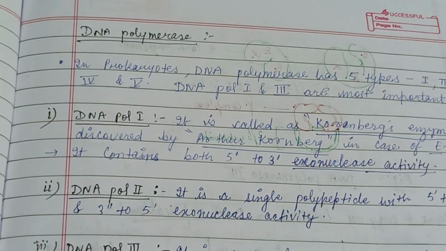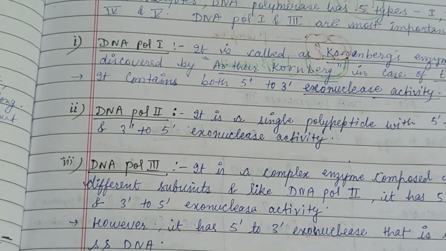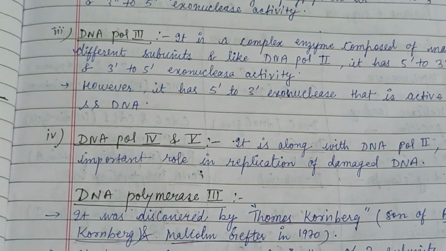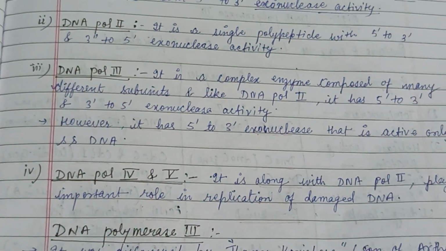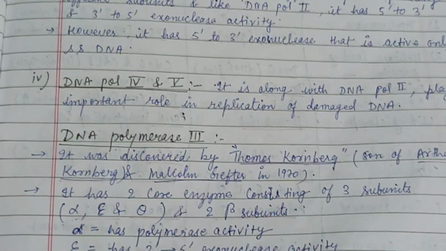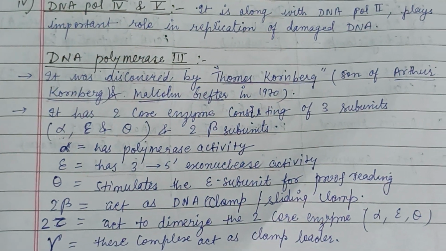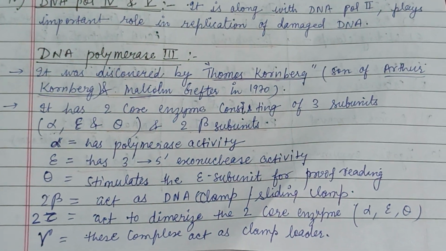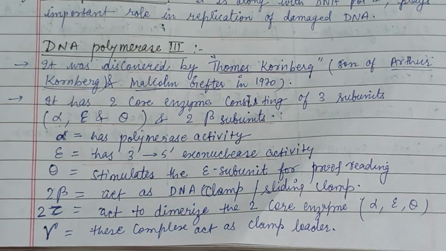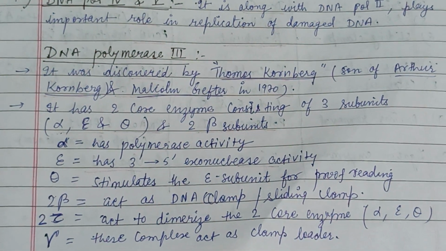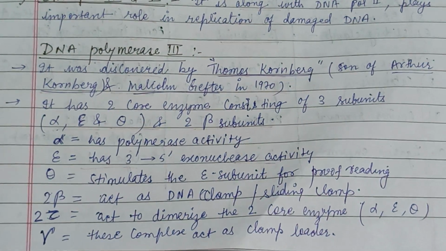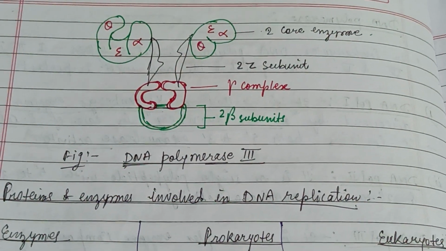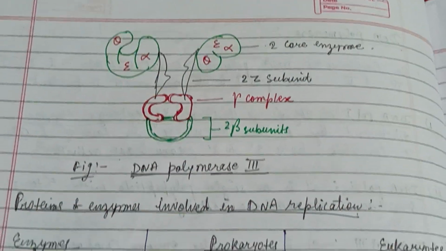The second factor is DNA polymerase, which is subcategorized into DNA polymerase 1, 2, 3, 4 and 5. DNA polymerase 3 is very important for the replication process. DNA polymerase 3 was discovered by Thomas Kornberg, son of Arthur Kornberg, and Malcolm Gefter in 1970. It has subunits like alpha, epsilon, theta, and two beta subunits, which have different functions. The structure of DNA polymerase 3 is like this.